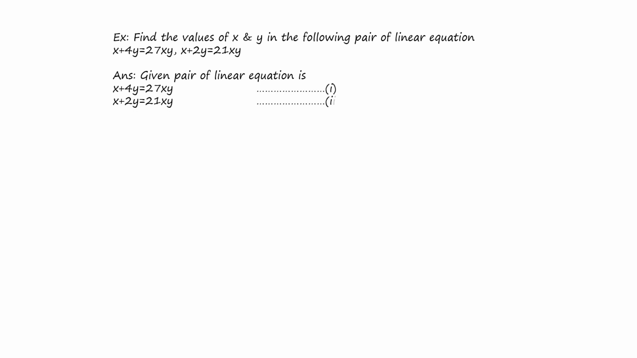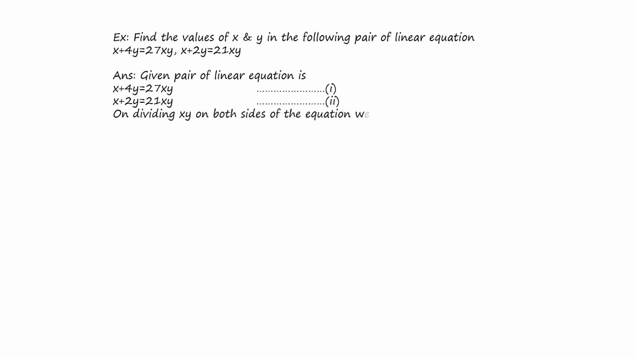Find the values of x and y in the following pair of linear equations: x + 4y = 27xy and x + 2y = 21xy. So the given pair of linear equations is x + 4y = 27xy. Let this be the first equation, and x + 2y = 21xy. Let this be the second equation.